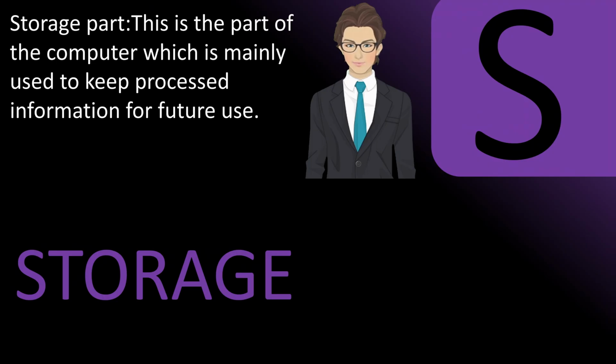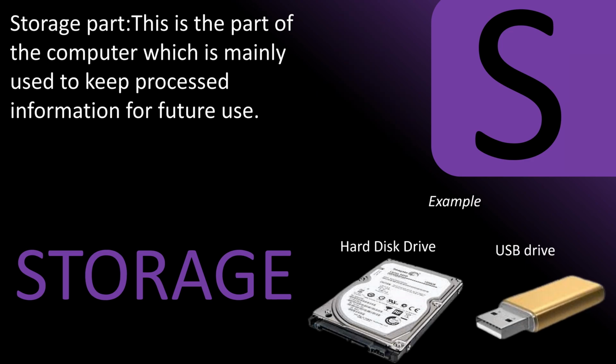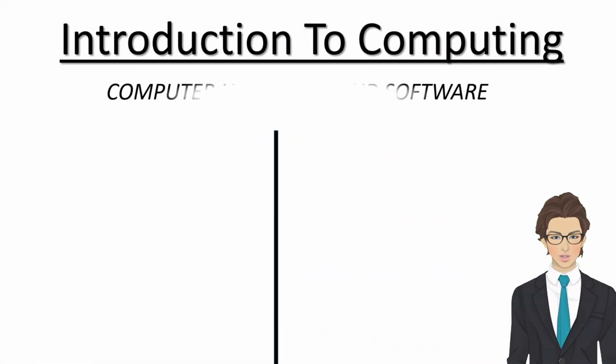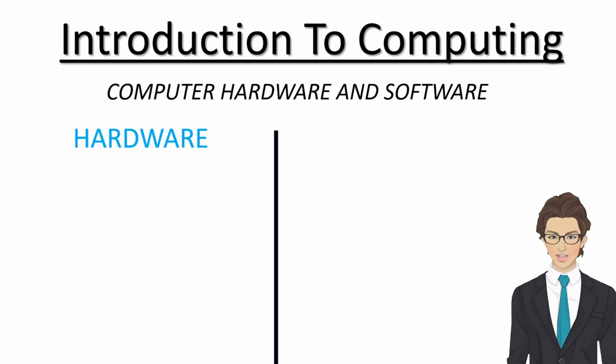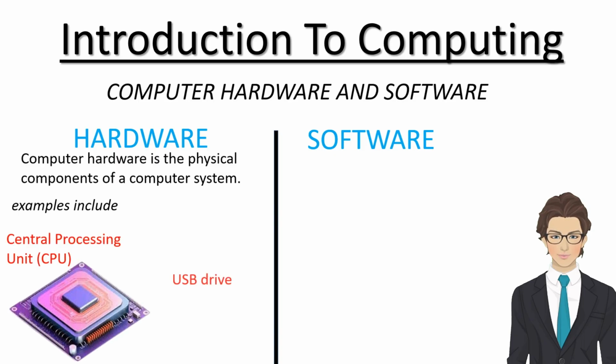Storage parts. This is the part of the computer which is mainly used to keep processed information for future use. Examples, hard disk drive, USB drive, and many more. Let's move on to computer hardware and software. Hardware. Computer hardware is the physical component of a computer system. Examples include central processing unit, USB drive.